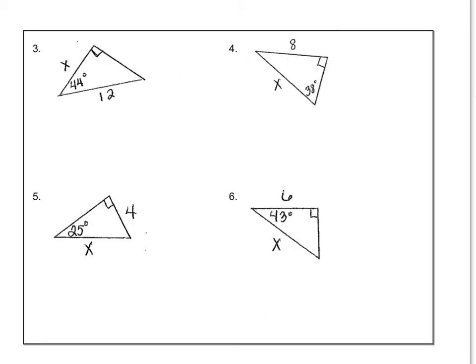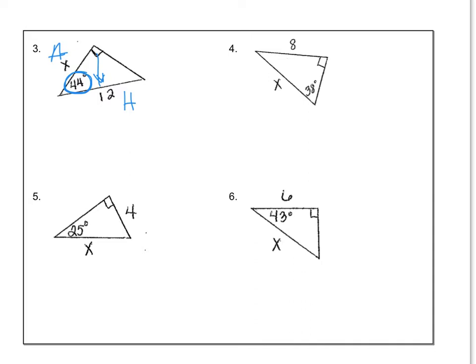So again, the process is the same for all of these. We're looking at the angle, and we're going to label the sides according to what we see here. So the first thing I look for is that right angle. Since this 12 is across from the right angle, that's going to be your hypotenuse. And then the other side is next to the 44, so that's going to be the adjacent.